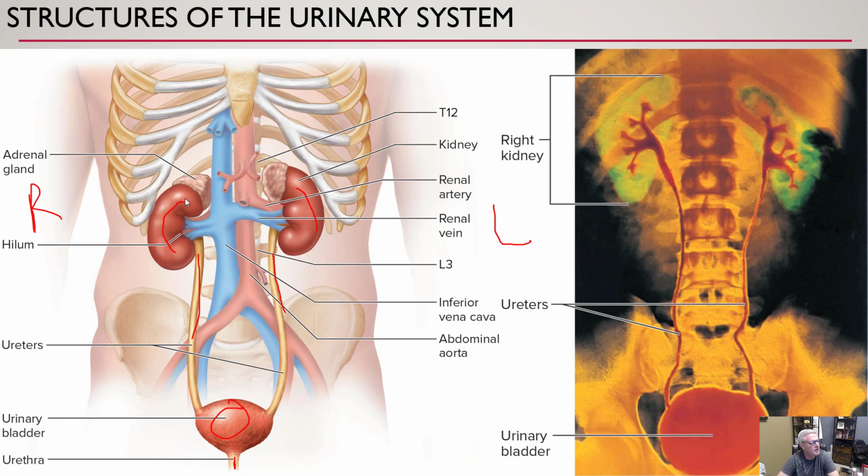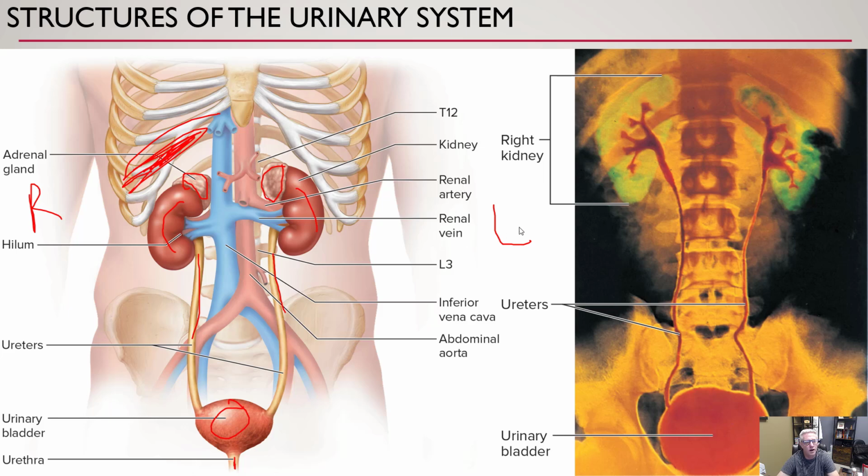You can see that the right kidney is situated just below the left kidney, and that's because we have the liver that sits up here. The liver pushes that right kidney down just a little bit. And we have these little adrenal glands that sit on top of the kidney, and we'll talk about those later on.